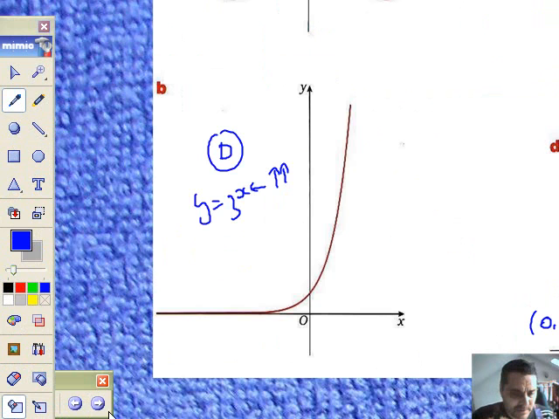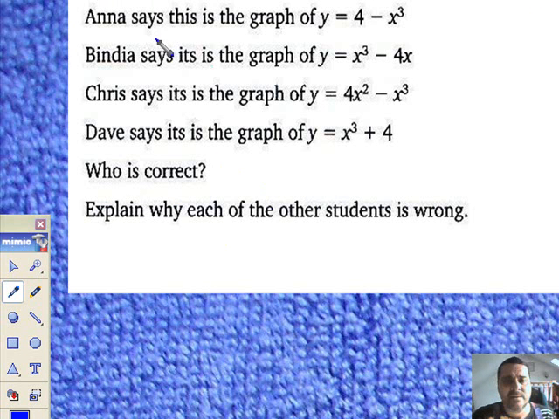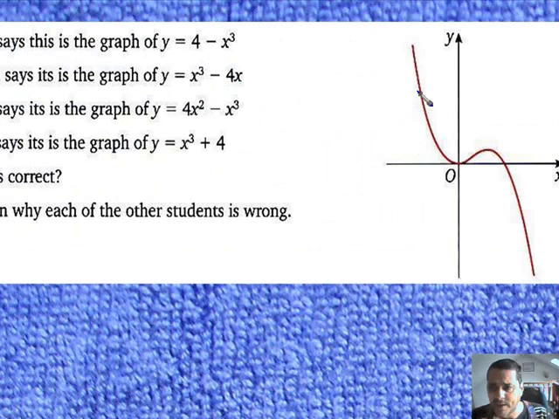Next question. Again, I'm going to do all of these. This is question 3. Now, Anna says this is the graph of such and such. Bindia, whoever she is, says it's that. Chris says it's that. Dave says it's that. Who's right, who's wrong? Explain why each of the other students is wrong. Well, let's forget all these guys for now. What have I got here?